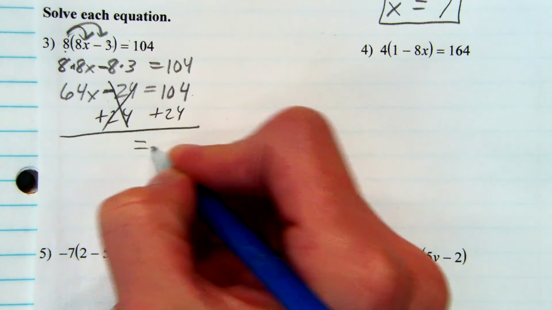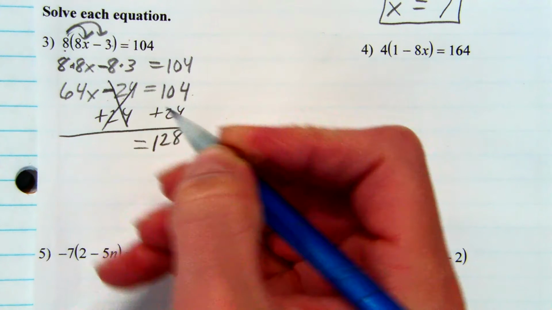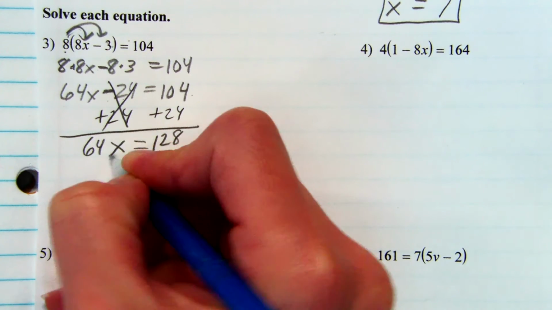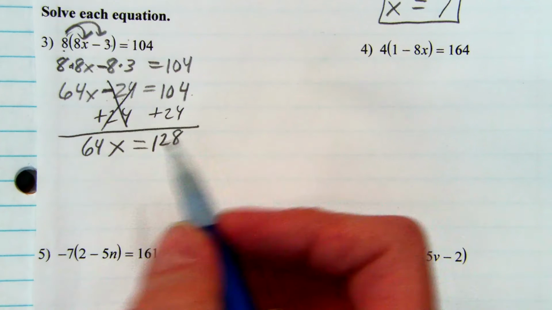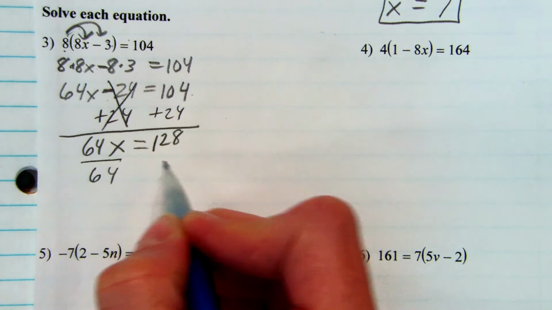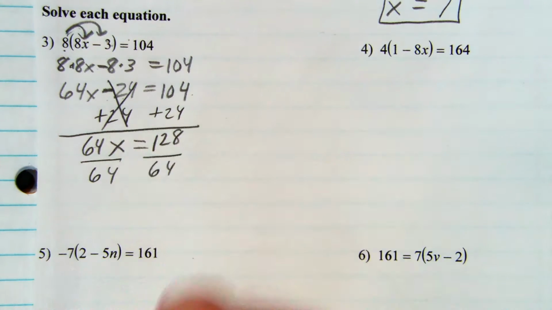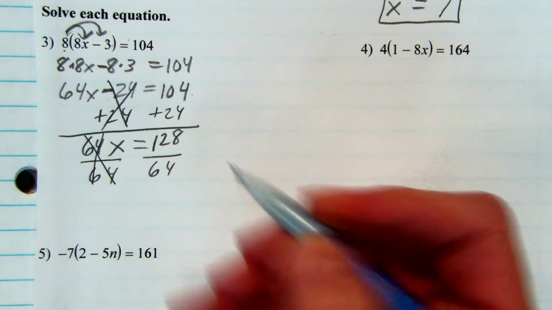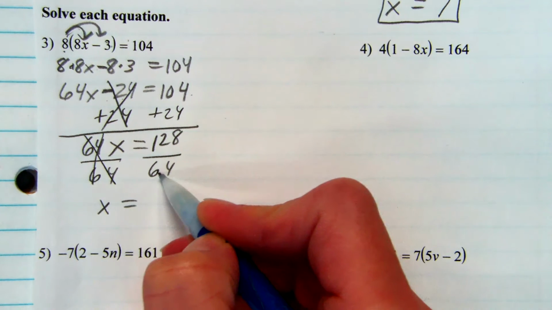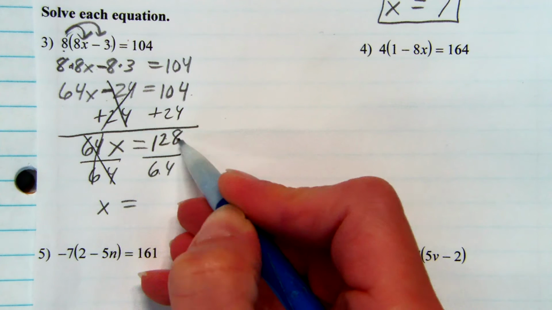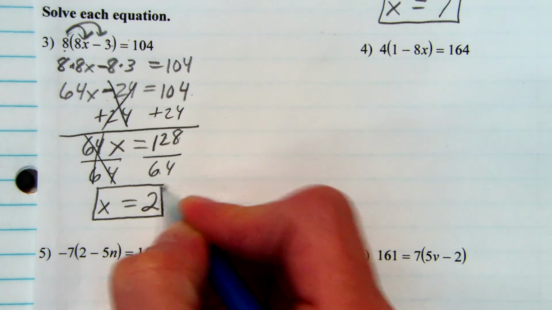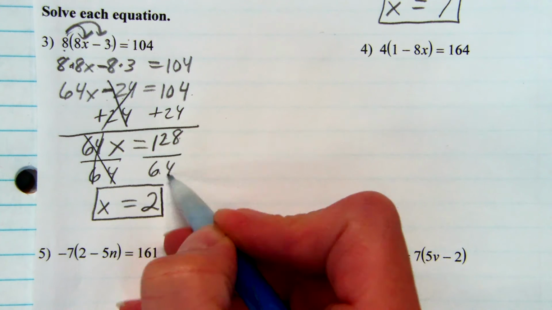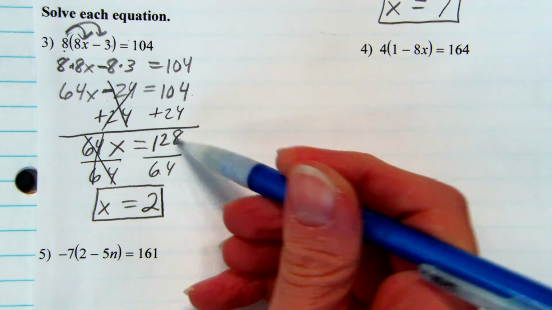And so I will get 128 over here equals 64x. They're kind of big numbers, but that's okay. We're not going to do any crazy long division here. We're just going to divide. Okay, so to get x by itself, we divide by the 64. It's always the number next to the x because we're trying to get x alone. And I can just tell by looking that 6 times 2 is 12. And 4 times 2 is 8, so I know that this is going to be 2. I'm not going to make you guys do a lot of long division with 64 and 128. If you get some big numbers like that, you're welcome to use a calculator to divide those.